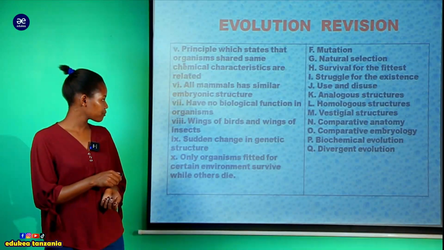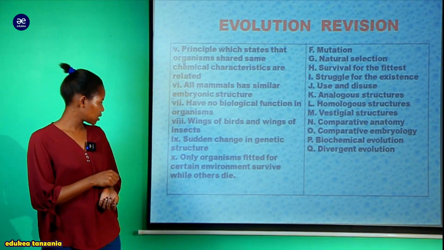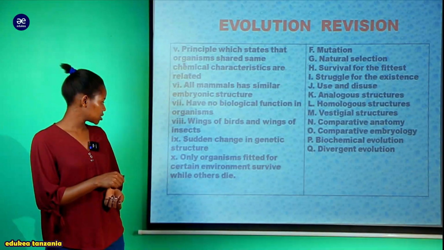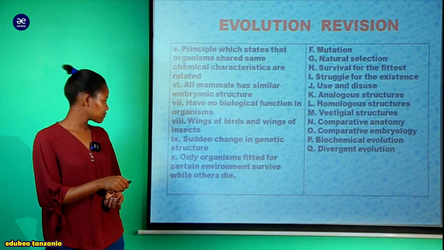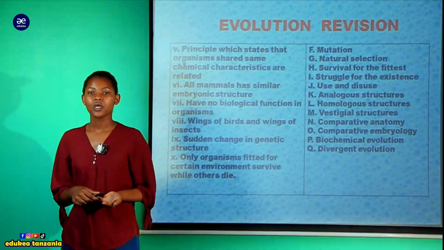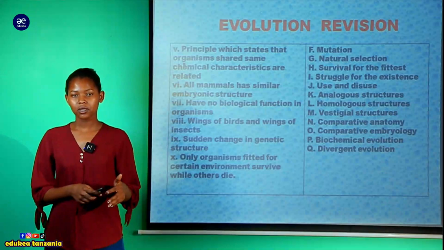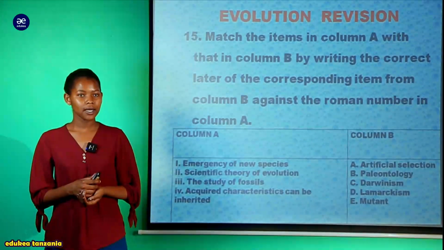Eighth, wings of birds and wings of insects. The ninth one is sudden change in genetic structure. And the 10th one is only organisms fit for certain environments survive while others die. So make sure umesoma column A, then utarudi kusoma column B. Baada hapo utaanza kujibu swali lako.